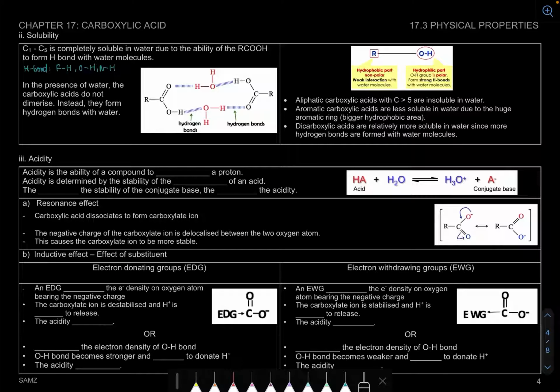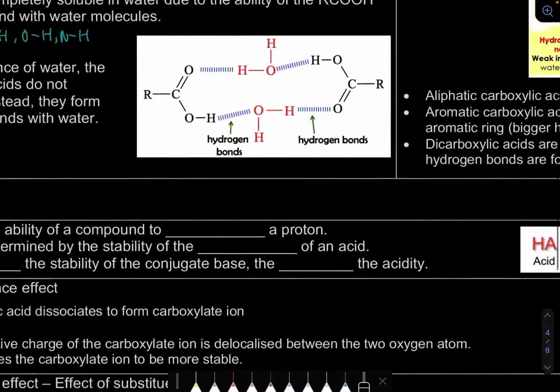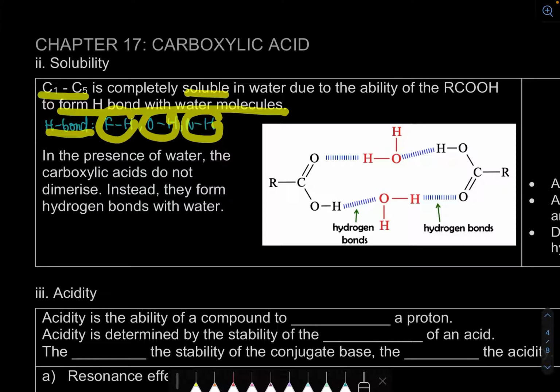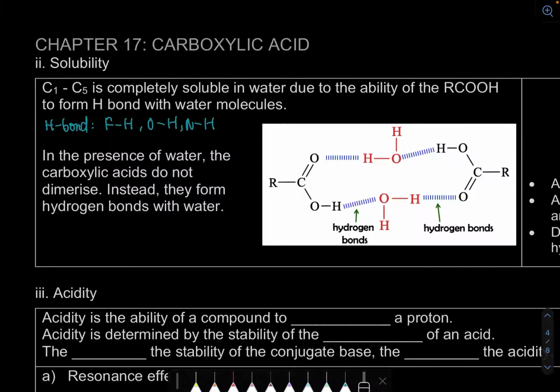Now let's look at the solubility. Solubility is actually the ability of the compound to form hydrogen bond with water. Okay, so carbon 1 until 5 is completely soluble because of its ability to form hydrogen bond with water molecules. Again, hydrogen bond is fluorine-hydrogen, oxygen-hydrogen, nitrogen-hydrogen. Okay, what you have to remember is, in the presence of water, the carboxylic acid does not dimerize. Instead, it forms hydrogen bond with water.